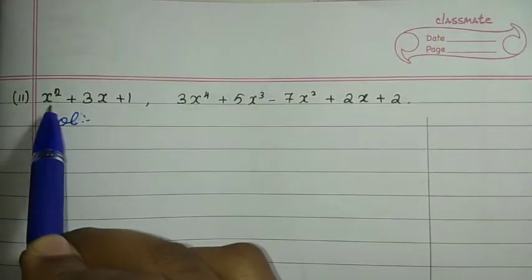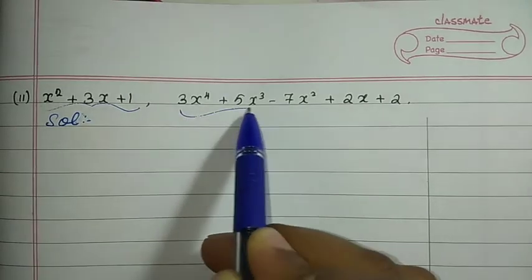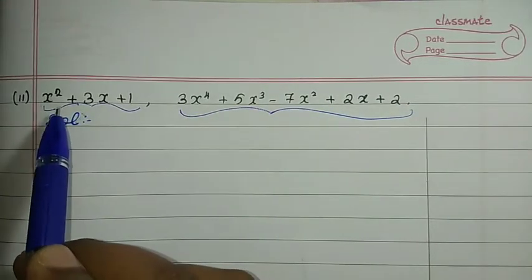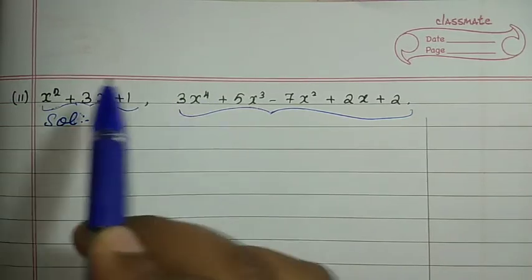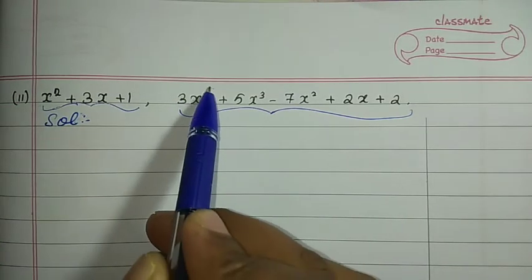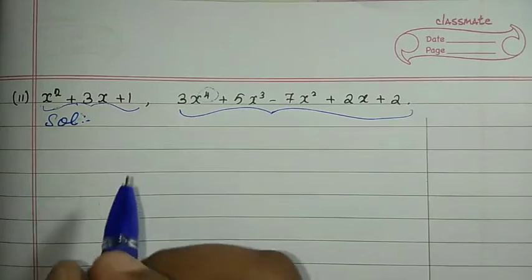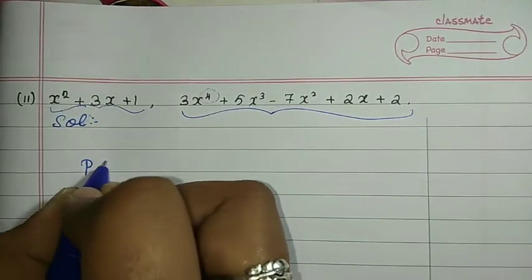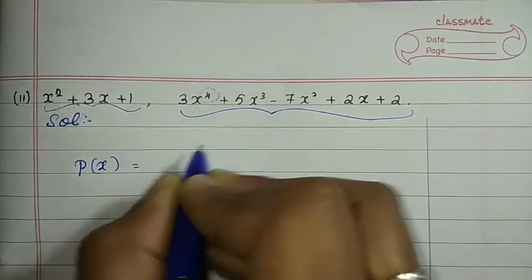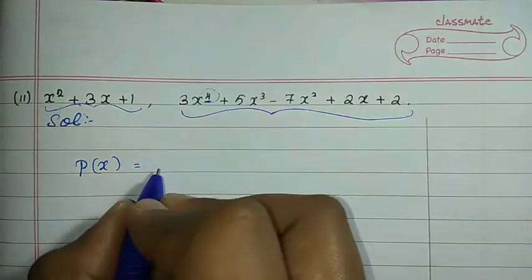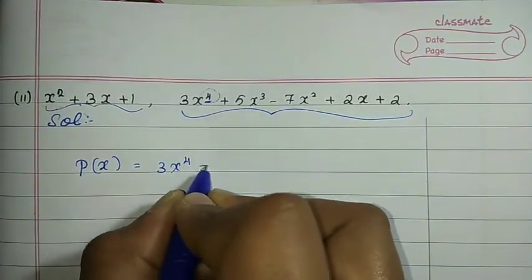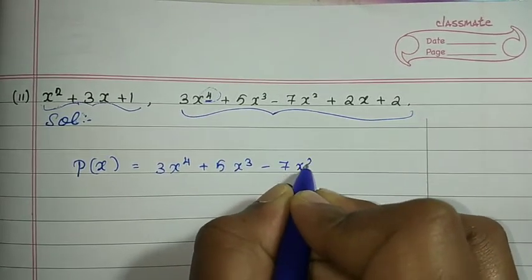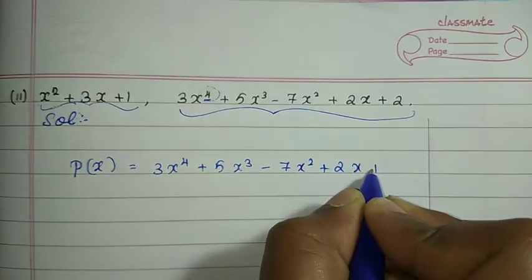Subdivision 2: two polynomials are given, this one and this. If we compare these two degrees, this one has the higher degree. So let me have this as p of x. My highest power here is 4, so p of x is equal to 3x power 4 plus 5x cube minus 7x square plus 2x plus 2.